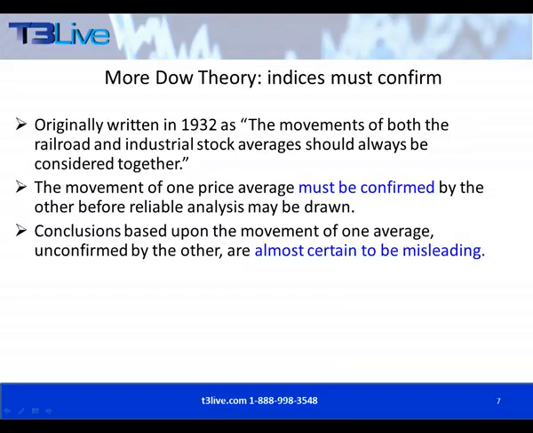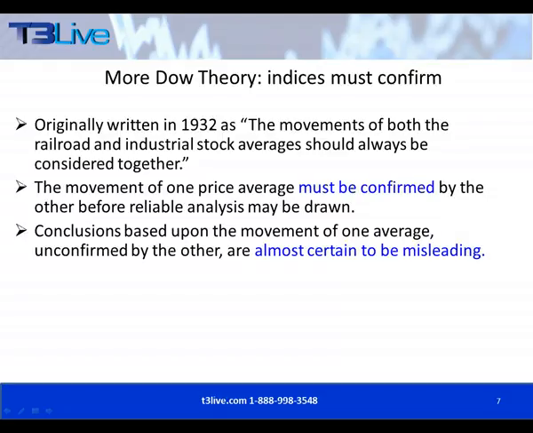I keep saying this because this is a lot of stuff in this one little chapter here. Conclusions based upon the movement of one average, unconfirmed by the other, are almost certainly to be misleading. Now, why is that the case? Think about this. What you want to get across to yourself: all of the volume that's being traded in the broad market at one particular time, if that market is having an argument, meaning the Dow, the S&P, and the NASDAQ are all not in sync, the reading you get from one, more often than not, will be misleading. So if you take those 2 bullet points: must be confirmed, reliable; unconfirmed, misleading.